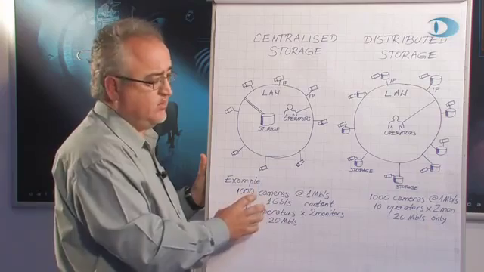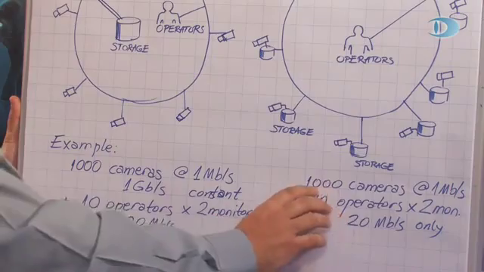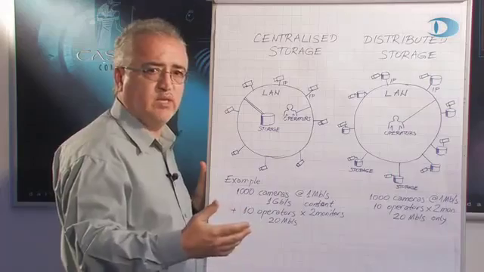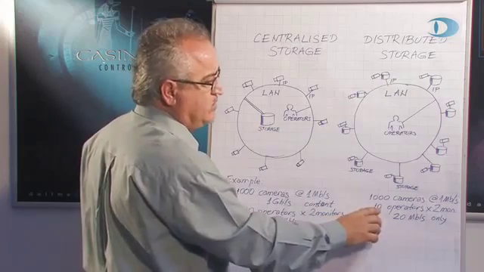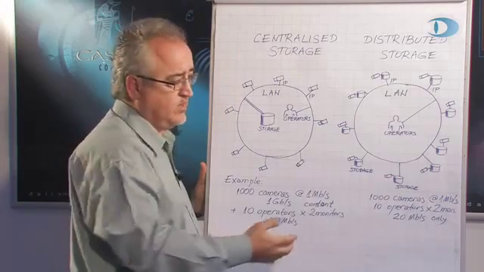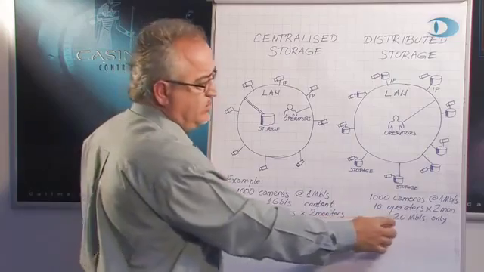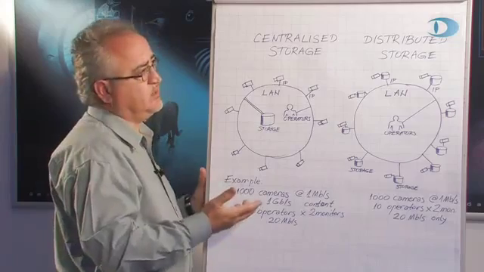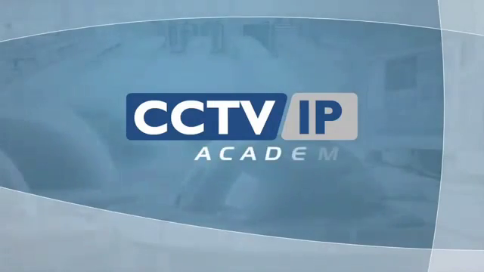Using the same example, if we go to the actual distributed storage example, as you can see here, because all the cameras are recording on the periphery of the network, even if they're at 1 megabit per second, even higher, there is no effect on the actual network. Only the 10 operators using 2 monitors dictate what amount of bandwidth is required over there. So using the same example as here, if we have 2 monitors per operator, we only need about 20 megabits per second. And that is the conceptual big difference in the distributed storage, and the advantages are quite visible from this.